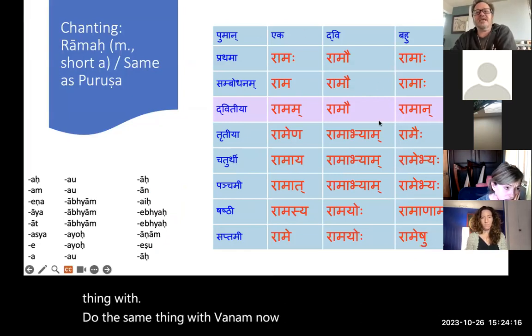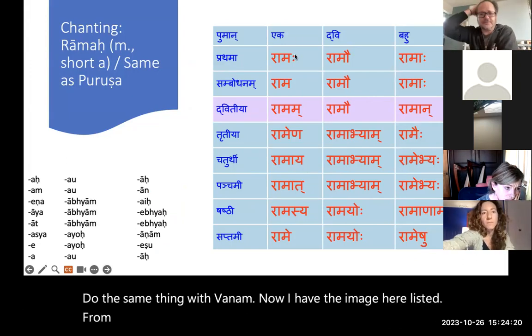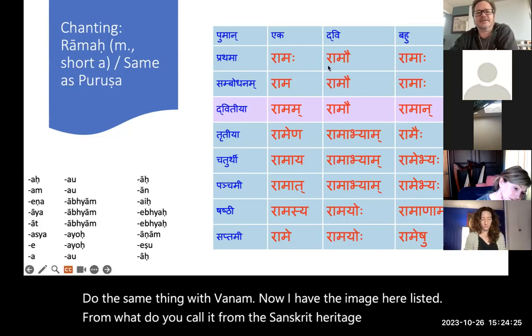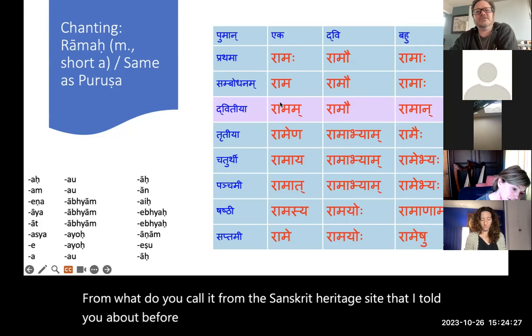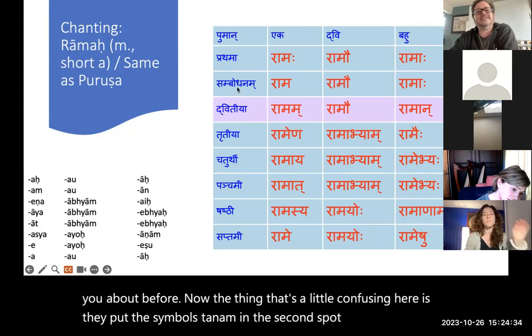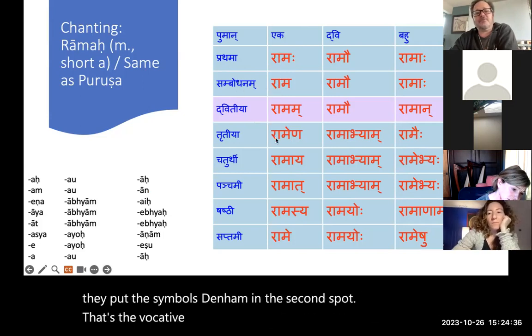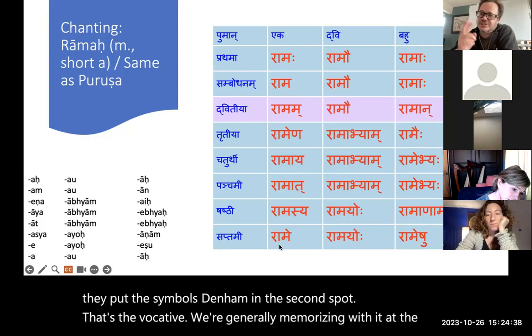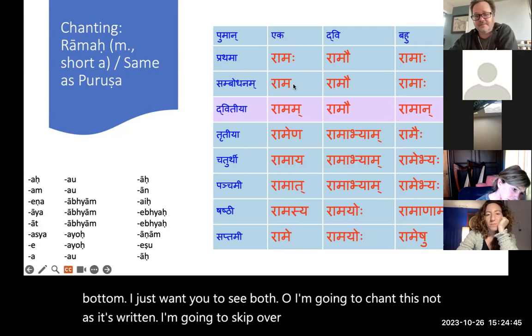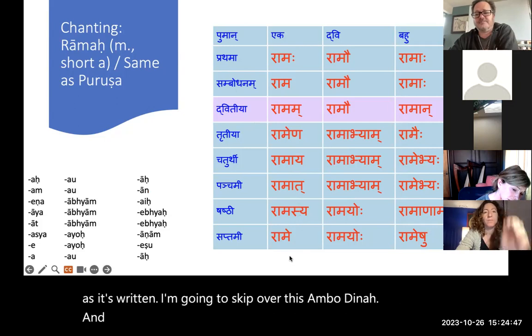Now, I have the image here from the Sanskrit heritage site that I told you about before. The thing that's a little confusing here is they put the sambodhanam in the second spot. That's the vocative. We're generally memorizing with it at the bottom. I just want you to see both. So I'm going to chant this not as it's written. I'm going to skip over the sambodhana and put it at the bottom.